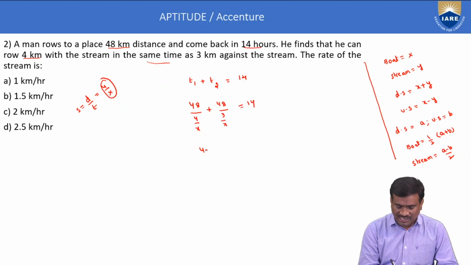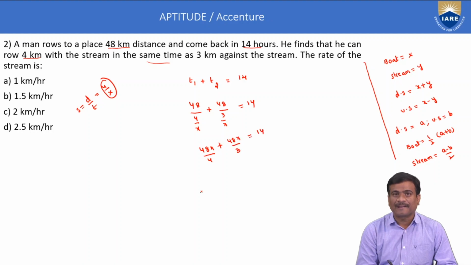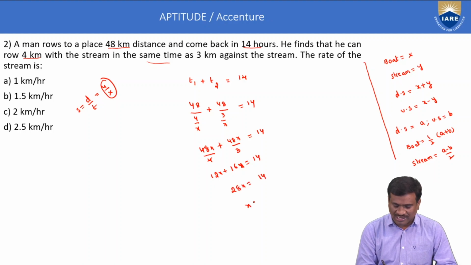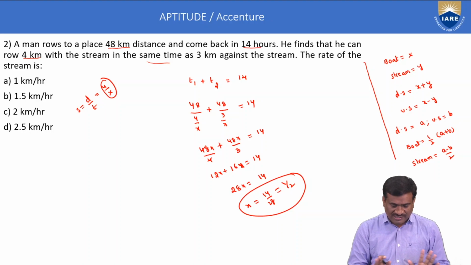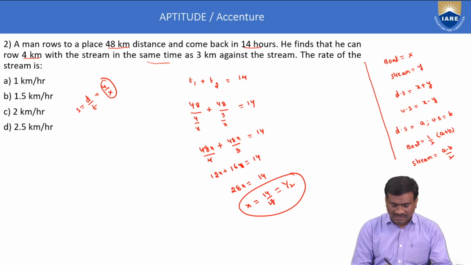Next, 48x by 4 plus 48x by 3 is equal to 14. Next, 4 into 12, 12x plus 16x is equal to 14. So 28x is equal to 14. X is equal to 14 by 28, that is 1 by 2. X is called the time.